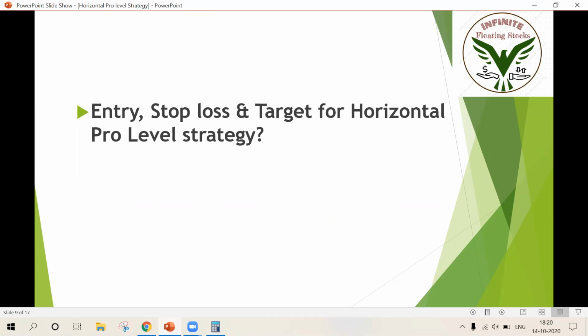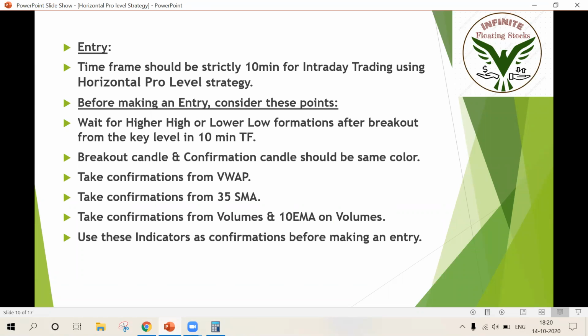Entry, stop loss, and targets are the same for all strategies, for price action, for Elliott wave, for horizontal parallel level. The entry, exit, and stop loss are the same. So the time frame should be strictly 10 minutes for intraday trading using the horizontal parallel strategy. And before making an entry, you need to consider these points.